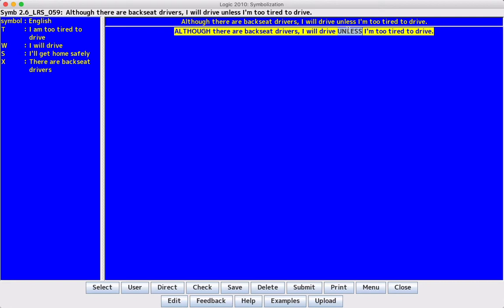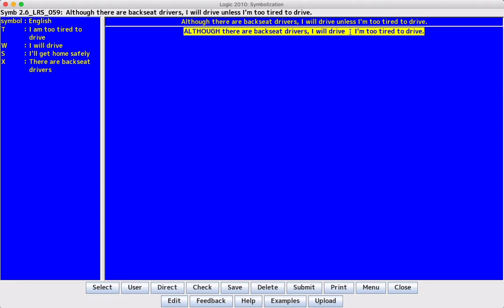This sentence was built either by taking although and combining it with two other sentences already built up, or taking unless and combining it with two other sentences that we'd already built. We have to figure out which one. The first thing we can do is use our removal test, where we take away the thing that we think might be the main connective and see what we're left with. And so we take away unless, we're left with two sentences: I'm too tired to drive, and although there are backseat drivers, I will drive.